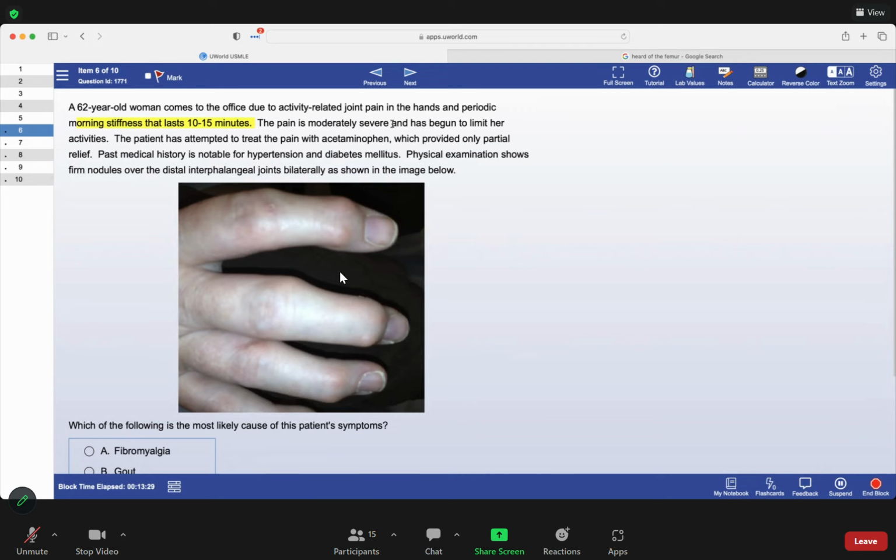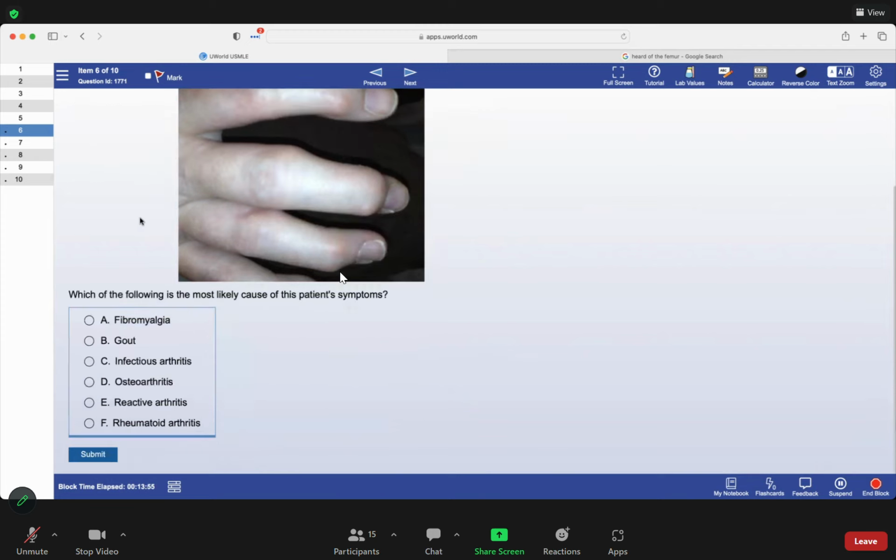The pain is moderately severe and has begun to limit her activities. Okay, you could see. What else do you see? You only see PIP and DIP here. Okay, PIP and DIP. And they are telling that physical exam shows firm nodules over the DIP bilaterally. Now remember, you could ask me, what about PIP? We should know DIP is not involved in rheumatoid arthritis. Is that clear, folks? So at least you could get. That's osteoarthritis. Is everybody clear? Okay.